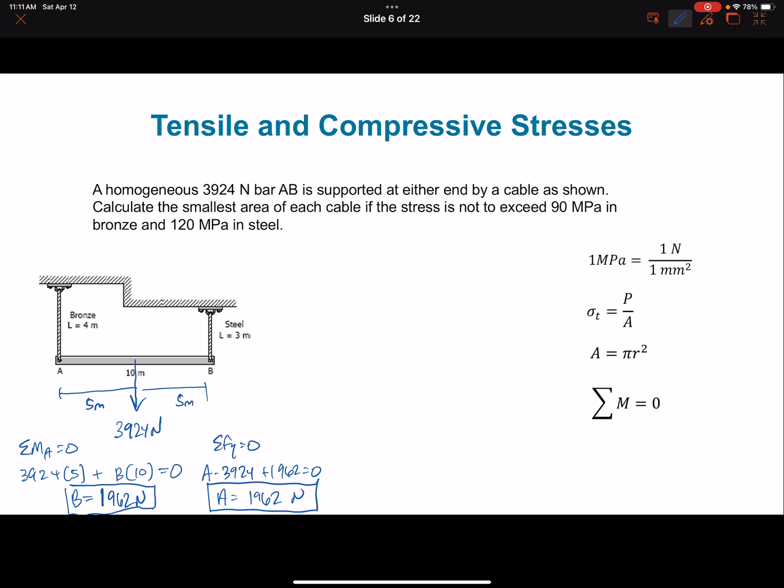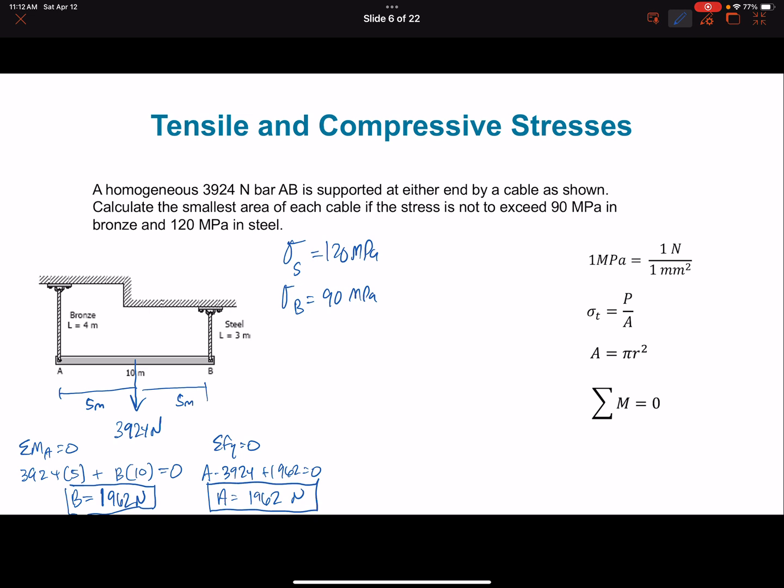From this force, we can determine the stress in each, or we know the stress in each one. We know the maximum allowable stress in the steel is 120. So I'm just going to call it sigma S for the steel, 120 megapascals, and sigma B for the bronze, that's a B. I know it's hard to see, kind of right on top of myself there. Is 90 megapascals. Our goal here is to find the smallest area of each cable.